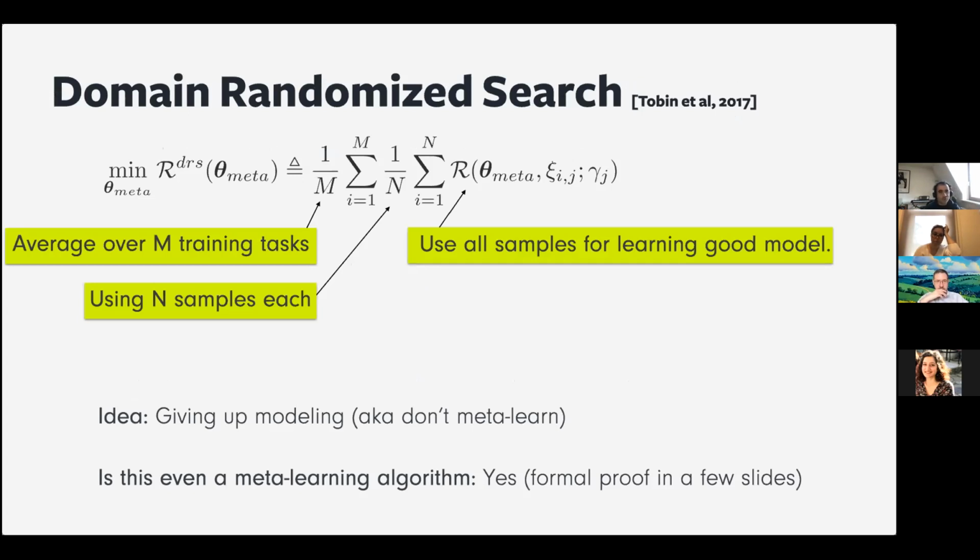Let's just still sample m training tasks. For each of them, use n samples, but use all the samples, all this data, to just find a good solution which will solve the average task. So I'm saying that I don't want to care about learning to learn. I just want to learn a model which is good on average.